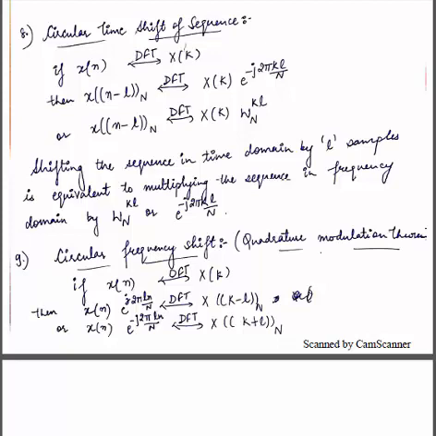We covered the first property, that is circular correlation, then Parseval theorem, next is complex conjugate property, then circular time shift of sequence, and the last one is circular frequency shift, that is also called quadrature modulation theorem.